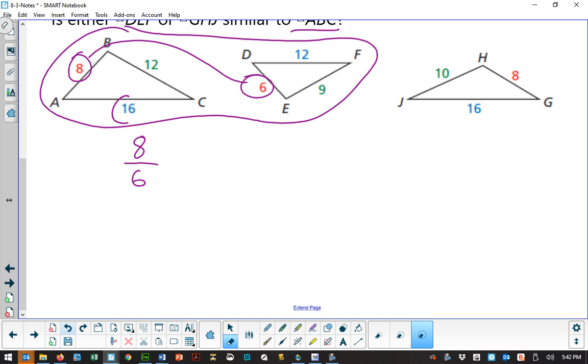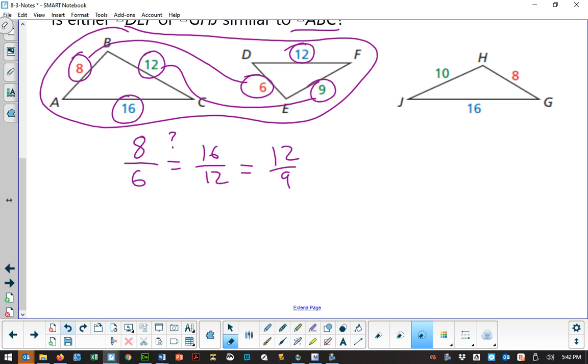Great. Now look for the largest. 16 is the largest one here. 12 is the largest over here. So let's go 16 over 12. We've got to see if that's equal. We also have to see if this is equal to the medium side and the medium side. Okay? So we got to compare small with small, large with large, medium with medium. Okay? And we're comparing triangle to triangle here.